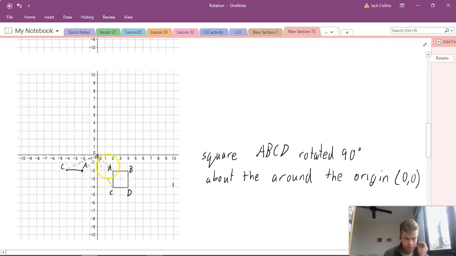So you know that D is going to be diagonally opposite to A. So that will rotate 90 degrees to there. So that's going to be our point D. And B is going to be our last point. So we can fill out our square there.